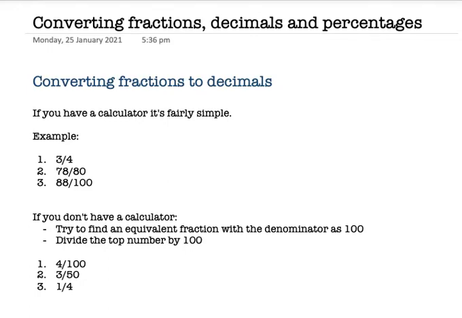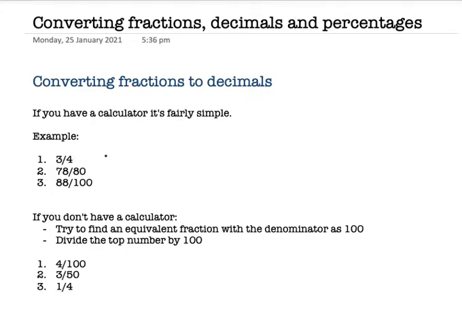So in this video, I'm going to show you guys how to convert between fractions, decimals, and percentages really quickly. Okay, so we'll start off with converting fractions to decimals. This is very easy if you are allowed to use a calculator. All you do is you look at the top number and you divide that by the bottom number, because that's what a fraction is.